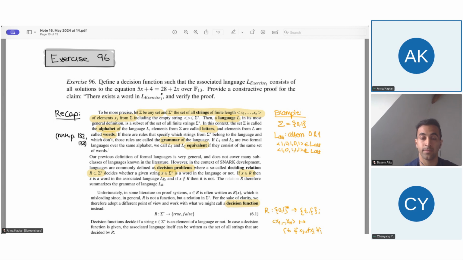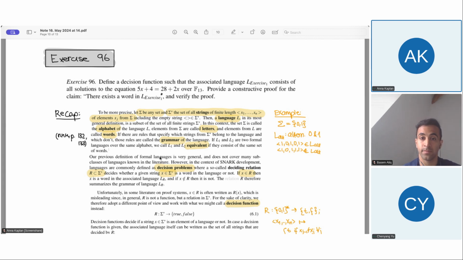The question in the exercise is: we are supposed to define a decision function over a language, which consists of all solutions to the equation 5x plus 4 equals 28 plus 2x, over F13. And then we also need to provide a constructed proof for the statement that there exists a word in this language. And then we should verify the proof. Okay, so what does all of this mean?